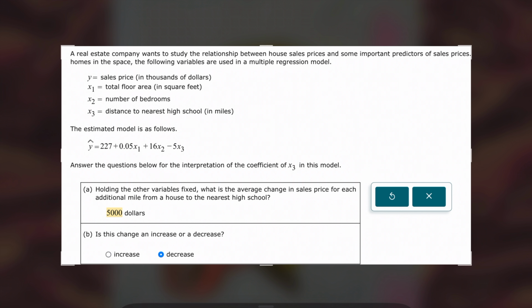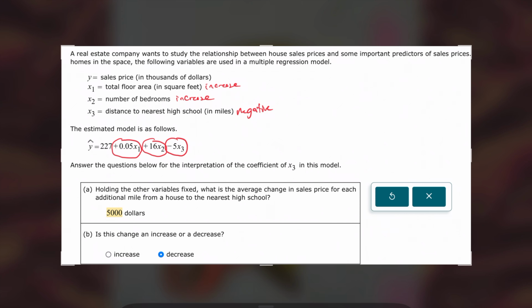But actually, I said that may increase. If I look at this one, it's positive. So if you have more area, that's going to increase your sales price. This one is positive, so that's also going to increase your sale price. This one is negative, so living close to the high school would actually decrease your selling price. Okay.